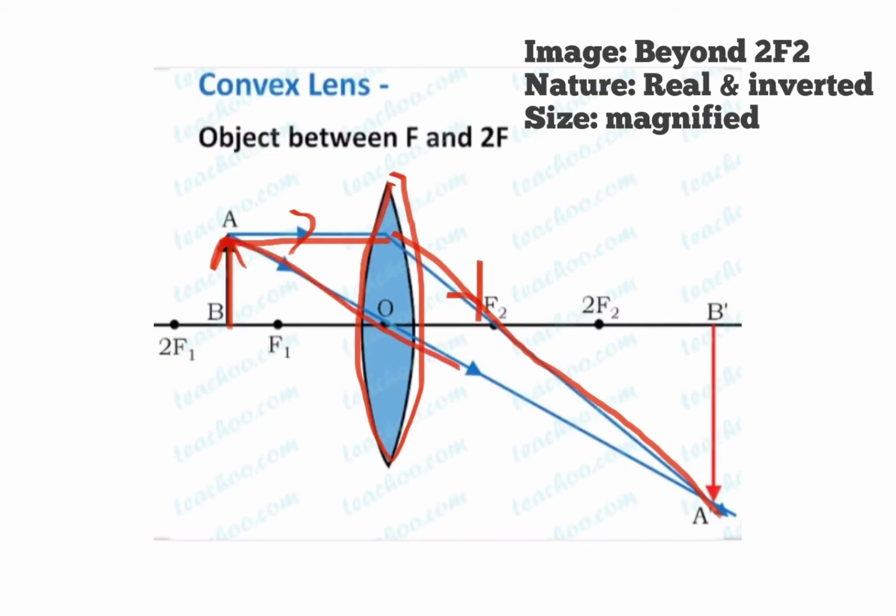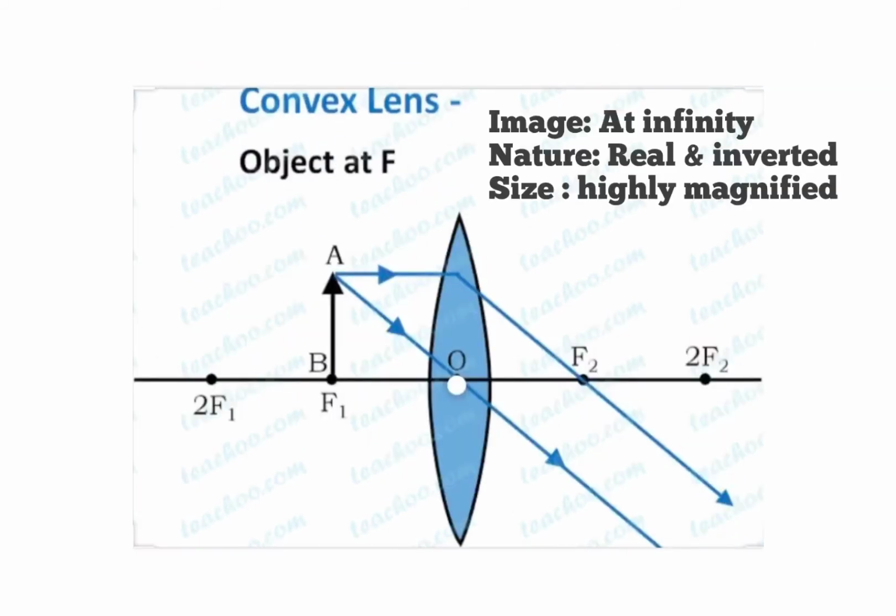Consider another ray which is passing through optical center O. It will follow the straight path, and here you can see that they both are meeting at A dash. So A dash is the image of point A, and corresponding to object AB, we will get corresponding image A dash B dash, which is obtained beyond 2f2. The nature of the image is real and inverted, and size is highly magnified or enlarged.